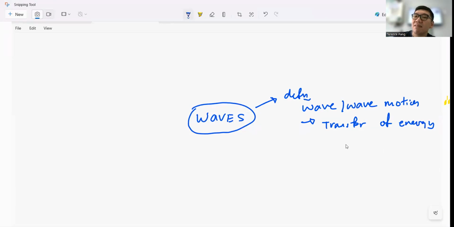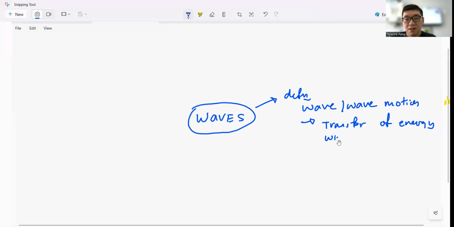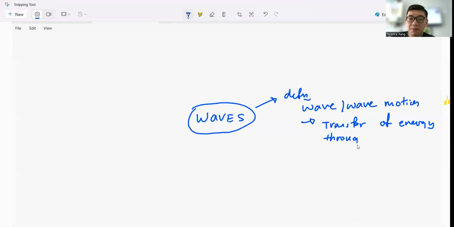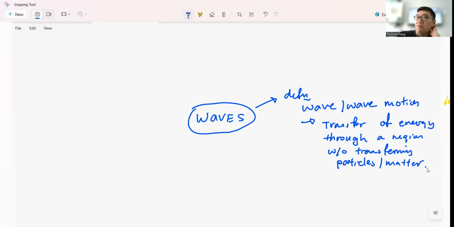Without medium. Does it mean for all waves without medium? The medium or without a medium, we'll talk about that later. Through a region, without transferring particles or matter. Sure, that's fine. So that's the definition of a wave.